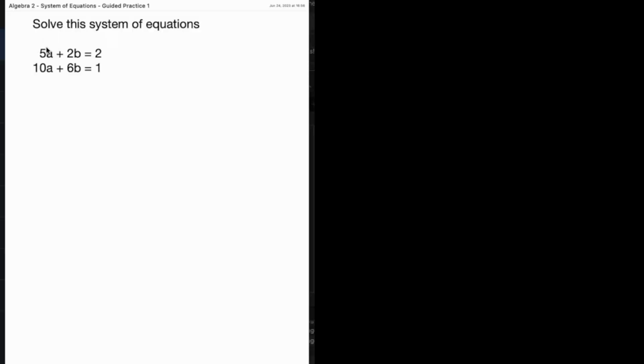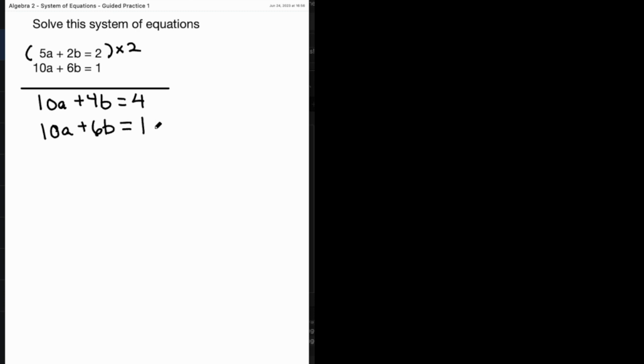So we have a system of two variables, and I am choosing to eliminate variable a. The way I'm going to do that is I'm going to manipulate the top equation so that when I subtract the two equations, I get rid of a. And the way I do that is to multiply the whole equation, the left-hand part and the right-hand part, by 2. And when I do that, I get 10a plus 4b equals 4, and 10a plus 6b equals 1.